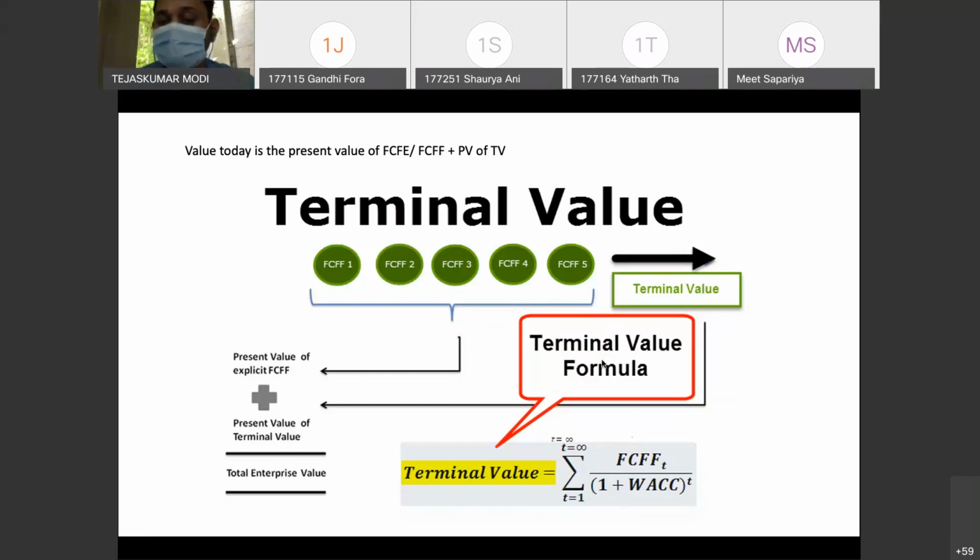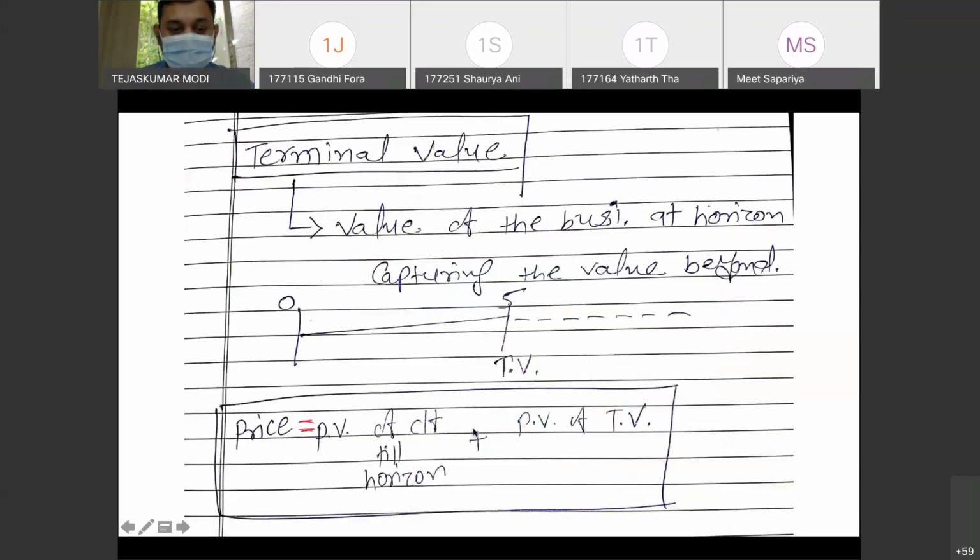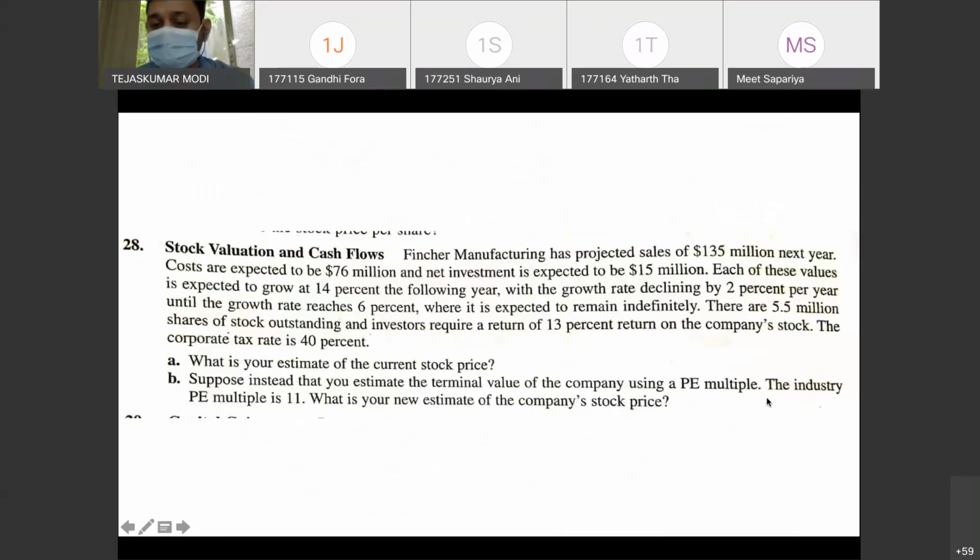You use the formula for terminal value, right? We will do one question, don't worry. Then I think the next question is about that. So that is called enterprise value. Enterprise value is the value of the firm, minus the value of debt is the value of equity, right? So you can see here, the price today is the present value of cash flow till the horizon plus the present value of terminal value, right? Okay, let us do this question, because this question uses terminal value as well as free cash flow.